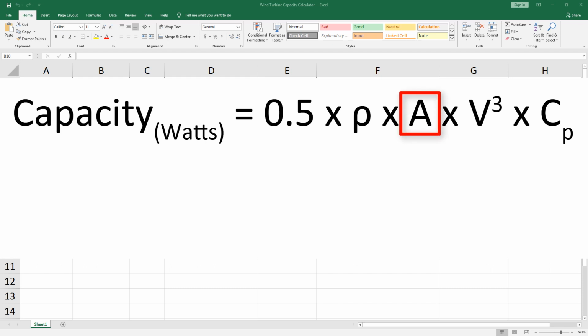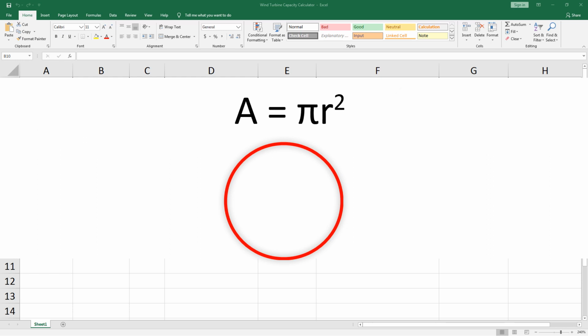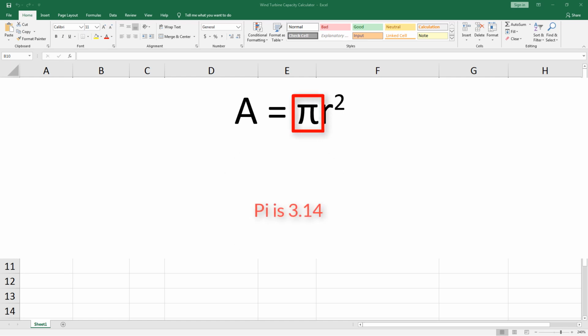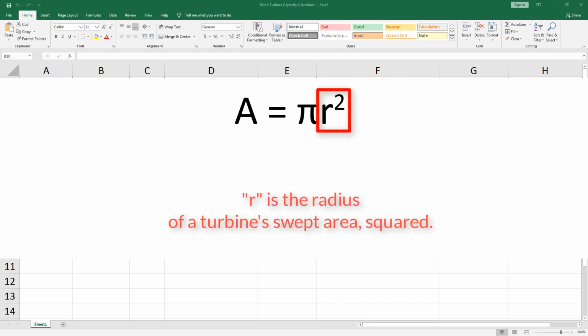In order to use the formula, we must first solve for A. Recall that A is the circular area swept by a turbine's blades in square meters. Since the area is a circle, we use the formula pi r squared to solve for A. Note that pi is 3.14 and r is the radius of a turbine's swept area, squared.